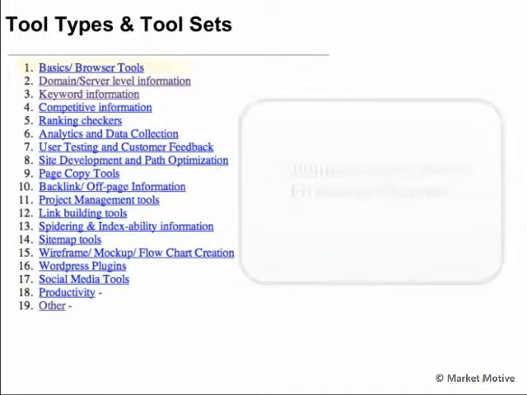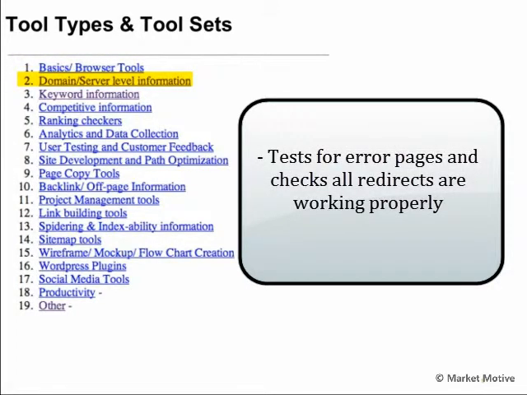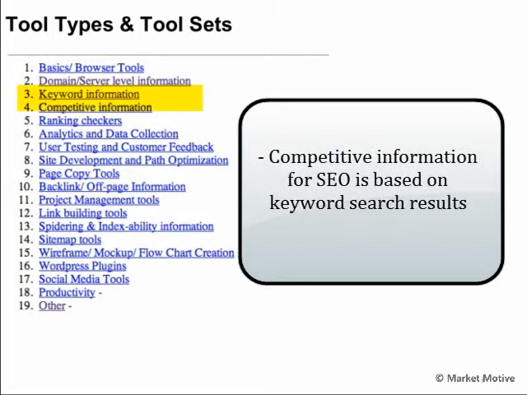So the different types of tools, there's all kinds. There's little basic browser tools that you can use as plugins in Firefox or in Chrome that help you do things faster, that help you test things, that help you see metrics. There's domain and server level information so that you can see if a site's doing a 301 redirect properly or if they have a 404 page. There's keyword intelligence and keyword information that also ties directly into competitive information, because competitive information for SEO is specific to the search results, so it's very keyword specific. So keyword information and competitive information are very intertwined when it comes to SEO.